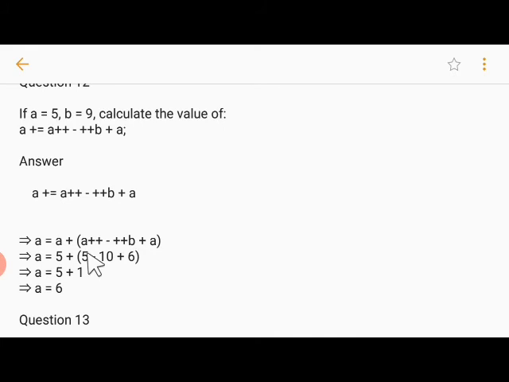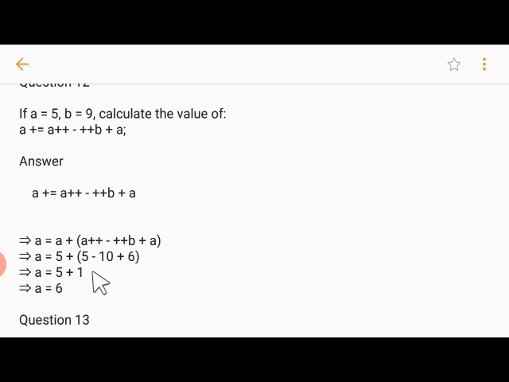So again, A will have 5 minus ++B. So B is what? 9. The ++ is pre-increment, so it will become 10. Then we talk about A. A was earlier 5, but now it is increased, right? Although it was post-increment, its effect will be here. So it will become 6. Now we write here 5 plus.